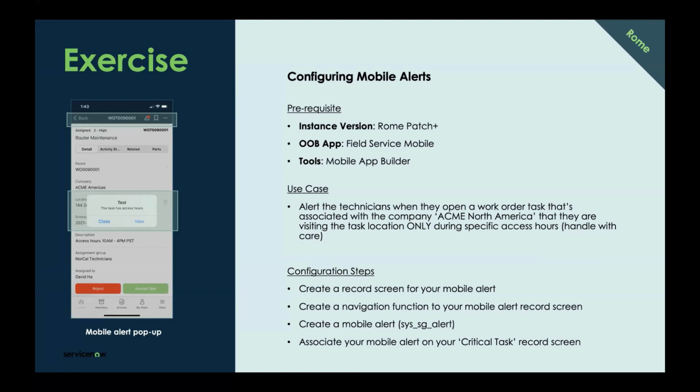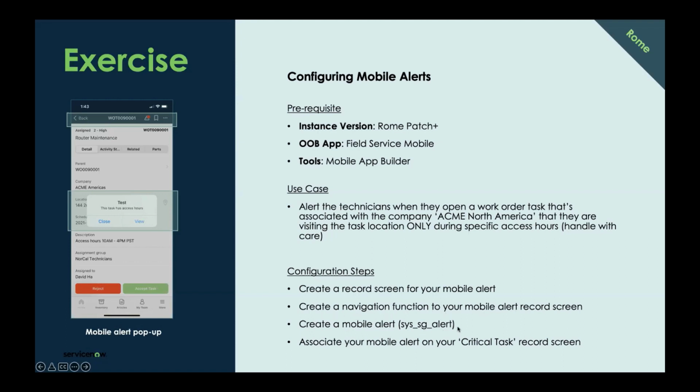Okay. To configure this, there are 4 steps. First, we will need to create a record screen for our mobile alert. This is the screen that, when the agent taps on view or clicks on that alert, will either take them to a list or a record screen, right? The second part is creating that navigation function so that you can navigate to the screen.